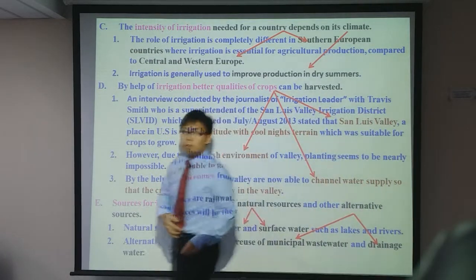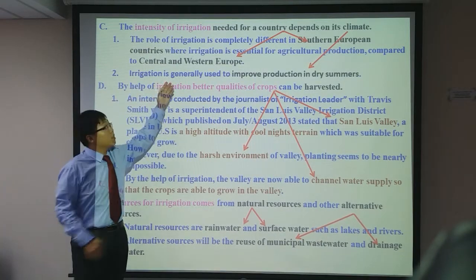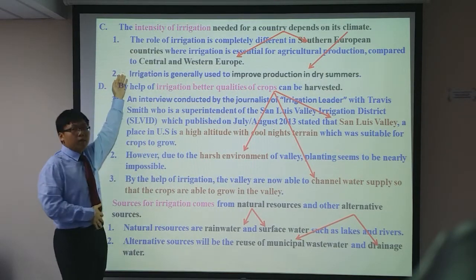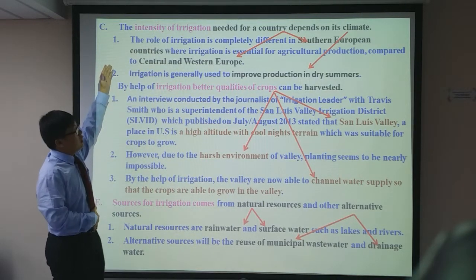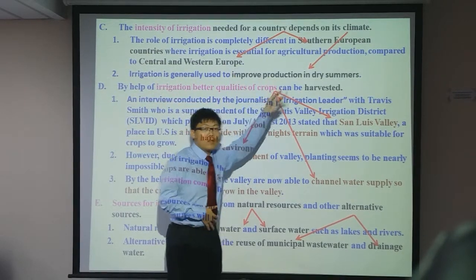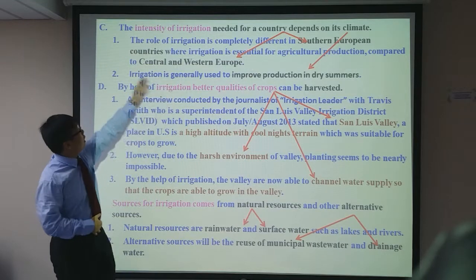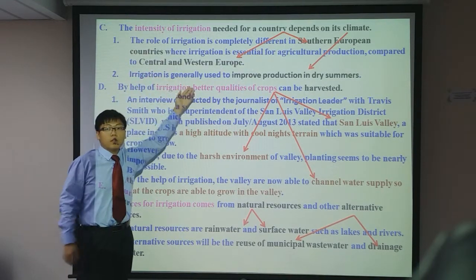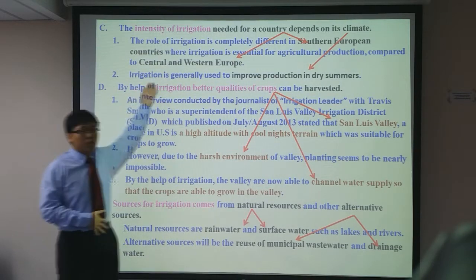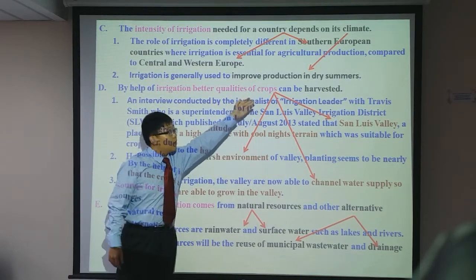Okay, I will continue the rest of the points. For the subpoint C, we are talking about the intensity of irrigation needed for a country depending on the climate. We have two small supporting materials for it, so this C automatically becomes a topic sentence with the controlling idea being that the need depends on the country's climate. This is talking about how Southern Europe and Central and West Europe require different intensities of irrigation, which depends on the climate, maybe the dry summer.